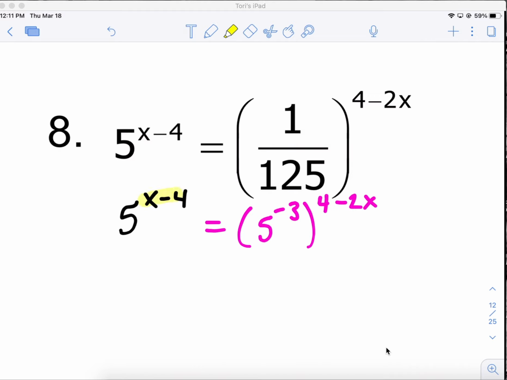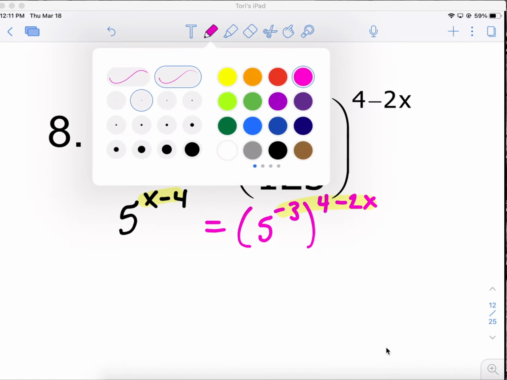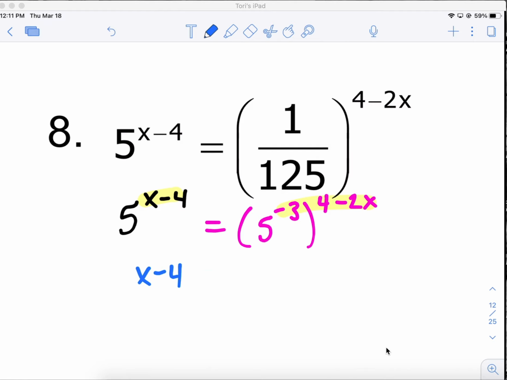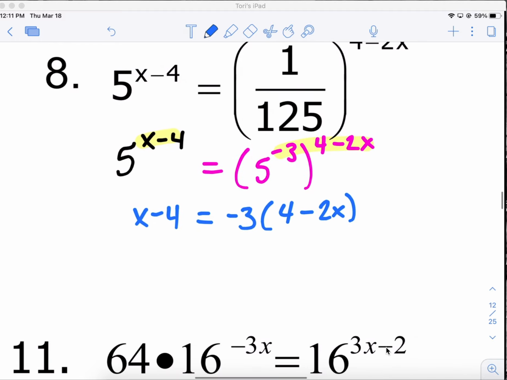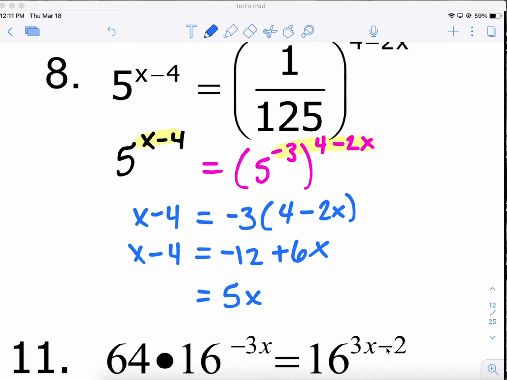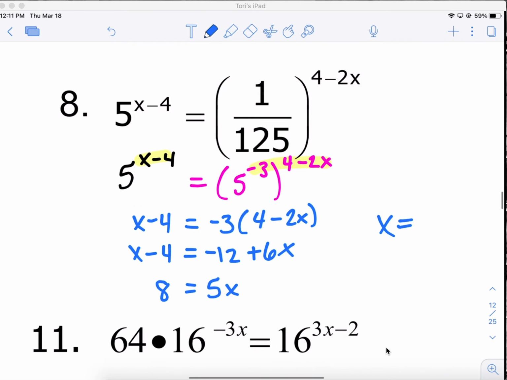Now that I have them with the same base, we're going to multiply. So I have x minus 4 is equal to a negative 3. Make sure you use your parentheses. 4 minus 2x. We're going to distribute this. So x minus 4 is equal to negative 12 plus 6x. I'm going to move my x's to the right by subtracting an x. That gives me 5x. I'm going to add the 12 to the left side, which is going to give me 8. And when I solve this out, my x is going to be 8 over 5 because I'm dividing both sides by 5. Okay.